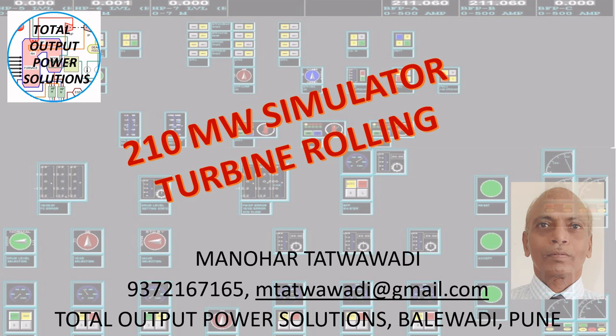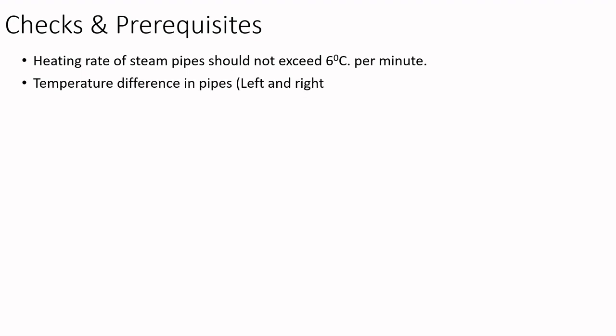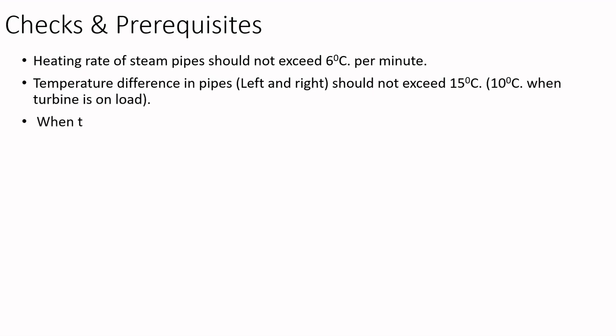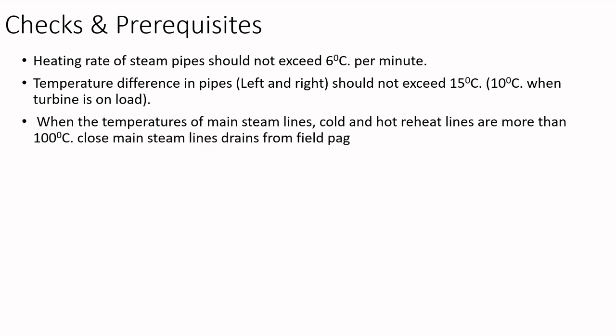Now before we start the actual rolling, what are the checks and prerequisites? The heating rate of steam pipe, when we are carrying out heating, should not exceed 6 degrees centigrade per minute. The temperature differences in pipelines should not exceed 15 degrees centigrade, or 10 degrees centigrade when the turbine is on load. When the temperatures of the main steam lines, cold and hot reheat lines are more than 100 degrees centigrade, you can close the main steam line drains from the field page number 7.